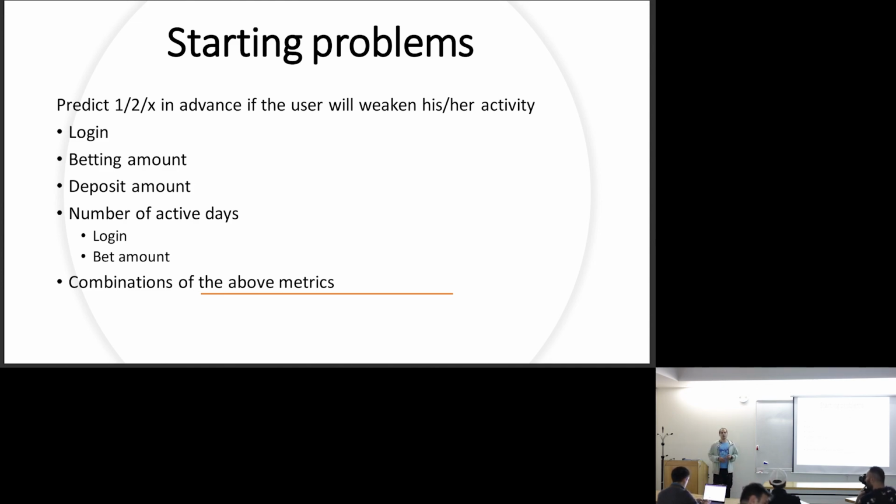As I said at the start, we don't want to know when the user is going to churn, but we want to know when he or she is going to significantly decrease their activity, and we want to understand what is important for the business. If the person is going to decrease their login counts, the number of bets that he is making, or the overall amount of the bets, or any combination of all this stuff that we have mentioned, and also the number of active days.